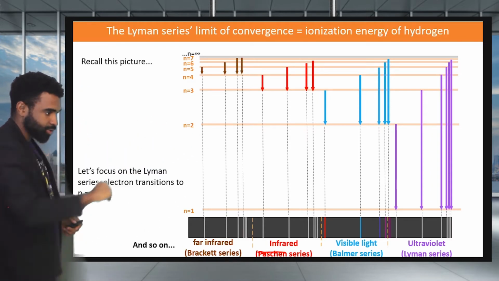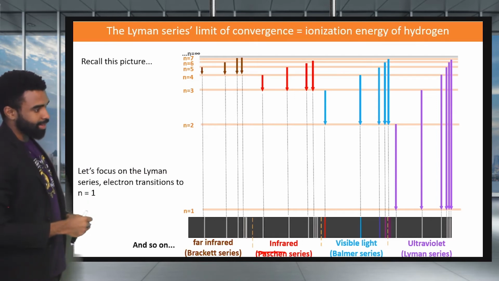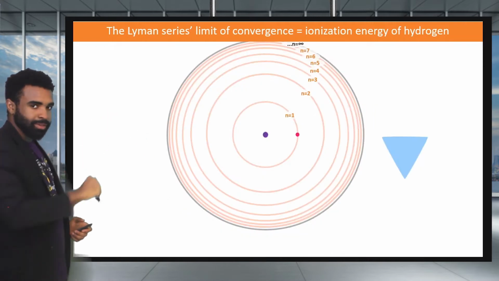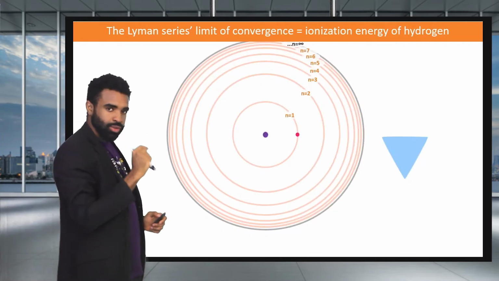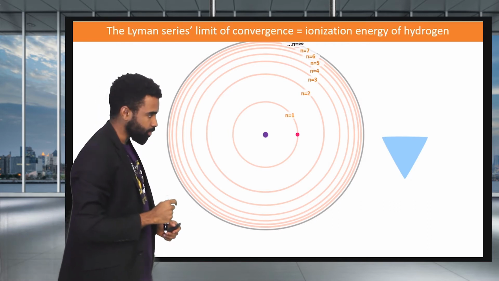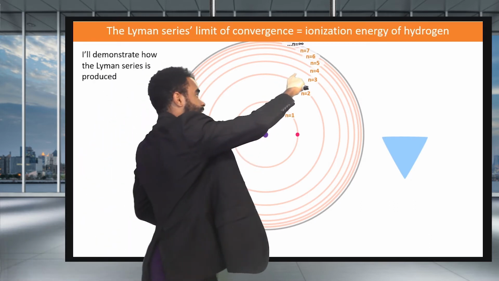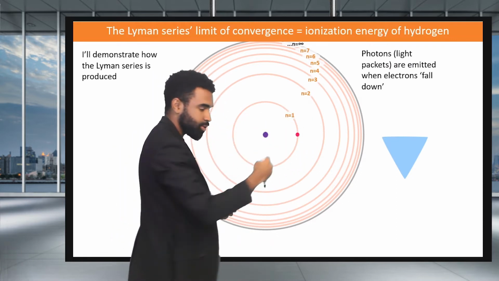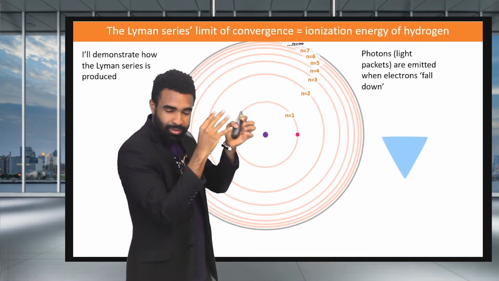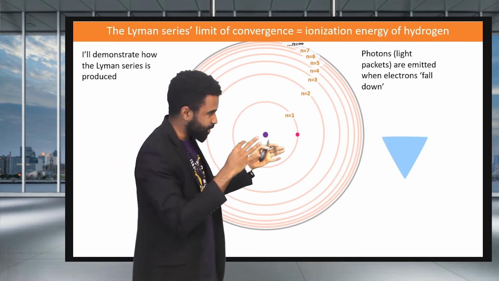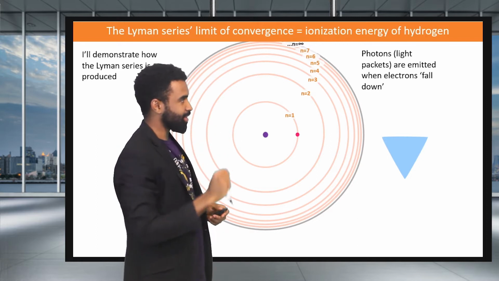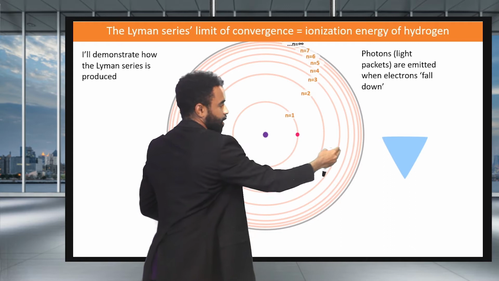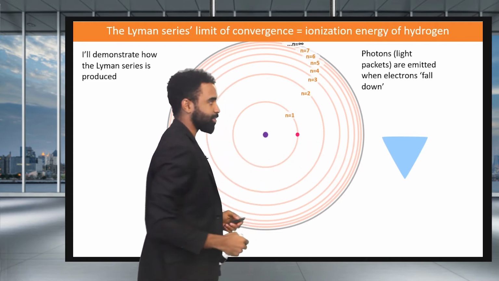We're going to focus on that ultraviolet Lyman series to visualize in a bit more detail the convergence limit. I think I've gone through a similar animation in a previous video, so this should look familiar to you. What we need to remember is that a photon is a light packet which is emitted when electrons fall down. It's a wave particle. So it's both a wave and a particle. It's the smallest unit of energy. Okay, so photons are going to be emitted when we fall down to lower energy levels.